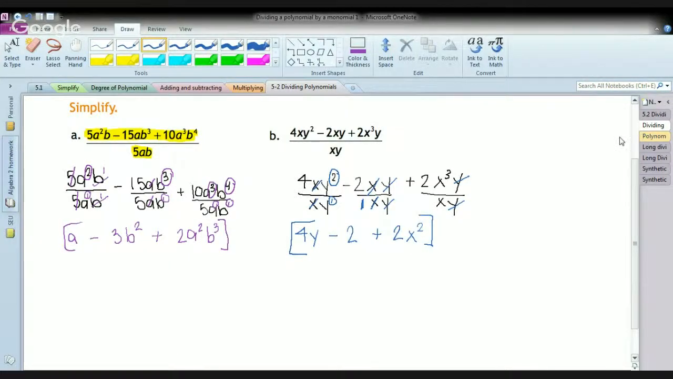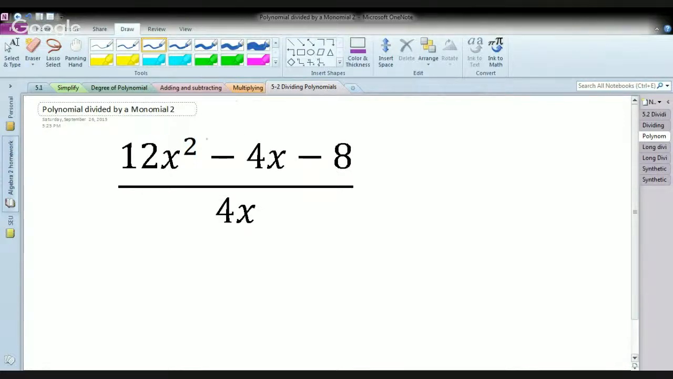I want to do one more of dividing by monomials. So again, here we go. We have a polynomial divided by a monomial. So I'm going to rewrite this problem. I have 12x to the second power over 4x, minus 4x over 4x, minus 8 over 4x.